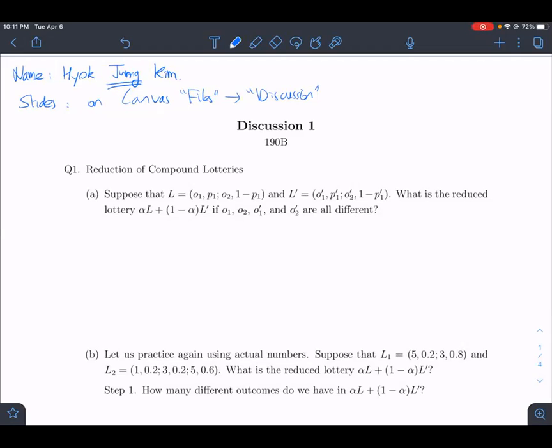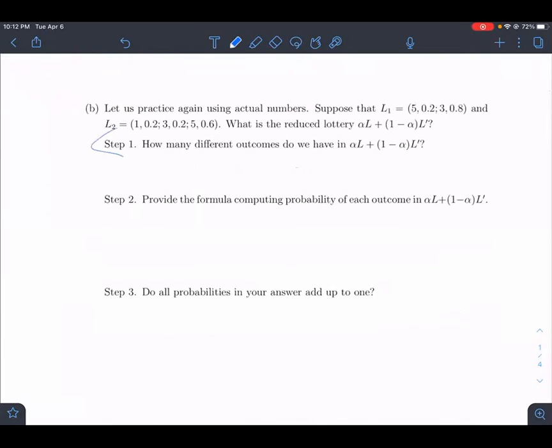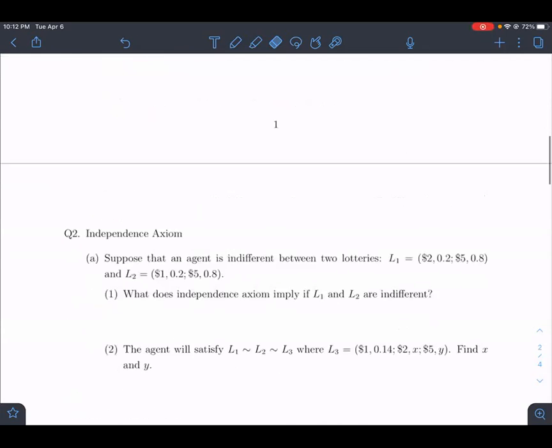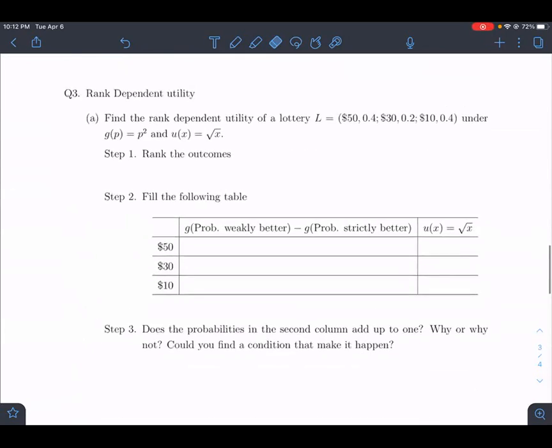Okay, so for each section, I'll try to make some questions. Sometimes I'll just change the numbers in the homework. Most of the time, or sometimes, I'll try to make questions of my own, and put some step-by-step guidance on how to solve them. What we will do during the sections will be mostly related to the homework questions every week. Any questions?